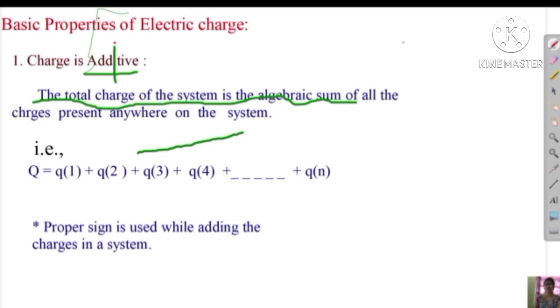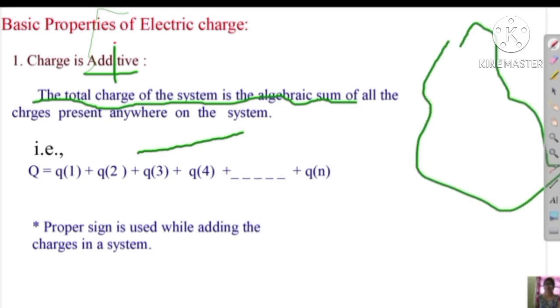So if you consider one system, in this system many charges are there. Let me take the charges as Q1, Q2, Q3 and so on up to Qn, so there are n number of charges present in a system. And then according to the additive property of charge, the total charge on a system, as I told you, is denoted by the symbol capital Q.